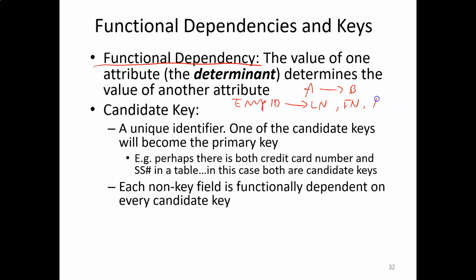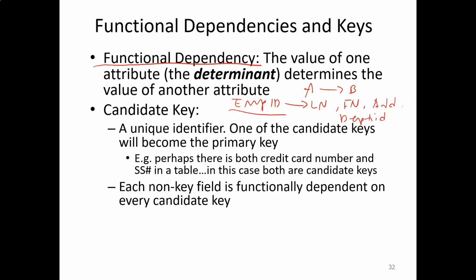The reason is that the values for last name, first name, address, and department ID depend on the value of the ID of the employee. So if we know the employee ID, we can figure out the employee's last name, first name, address, and the department the employee works for. So that's the concept of functional dependency. So usually the primary key will functionally determine the other non-key attributes.